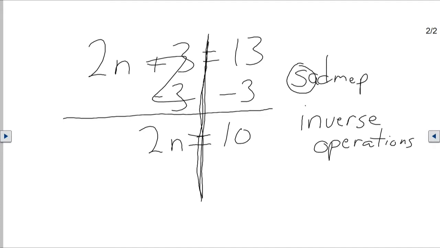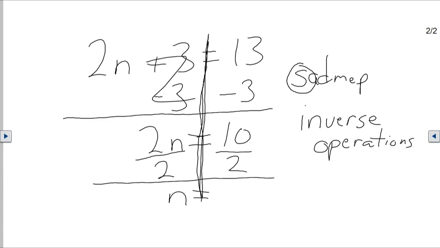Now our last step, we've got multiplication: 2 times n equals 10. What's the inverse of multiplication? Well, it's division. So I'm going to use a fraction bar to indicate my division. I'm going to divide both sides by 2. In this case, we're not really zeroing out the 2. We're not turning it into 0. 2n divided by 2 is 1n.